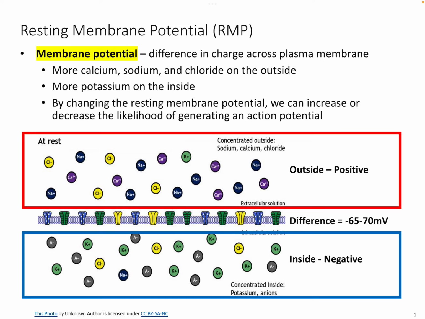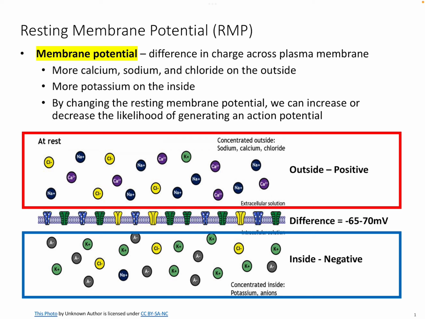Membrane potential refers to the electrical charge difference across the cell membrane when a cell is at rest, meaning it is not actively transmitting signals or involved in any specific activity. At rest, there are more sodium and chloride and calcium ions on the outside, and more potassium ions and large negatively charged proteins on the inside in the cytoplasm.